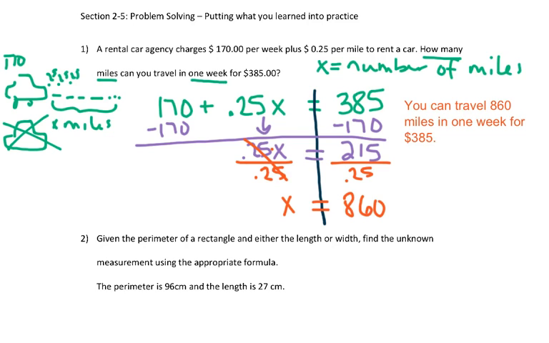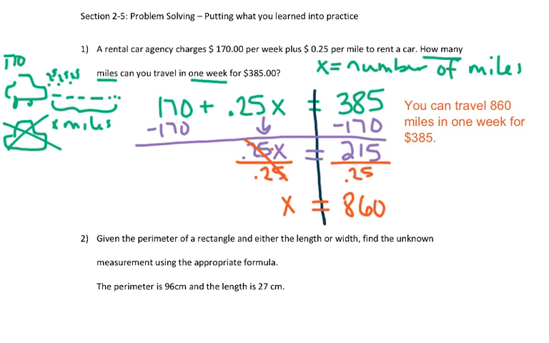And remember, when you are given a word problem, you need to make sure you answer it in a sentence form that you would use in a conversation. So don't answer by writing out x equals 860. You would want to write it in a sentence that makes sense to the question. You can travel 860 miles in 1 week for $385.